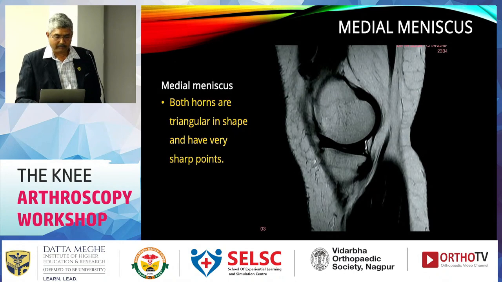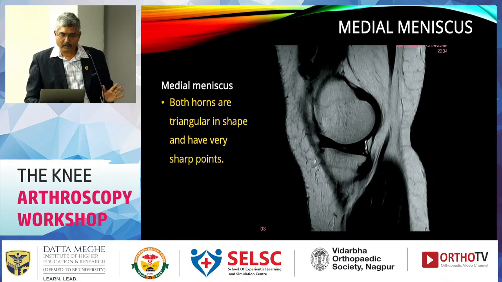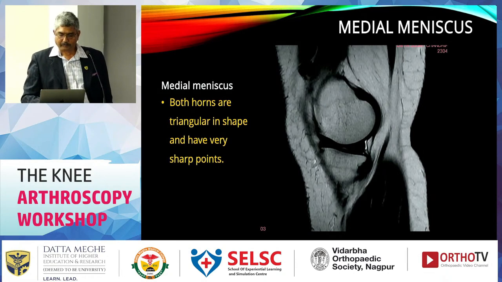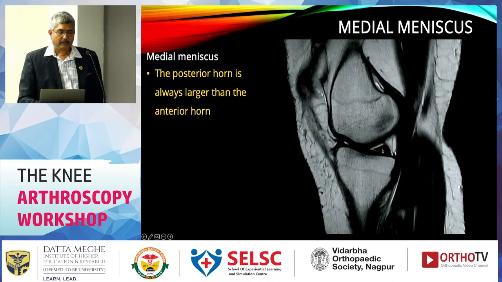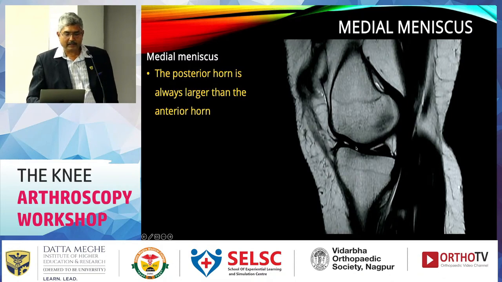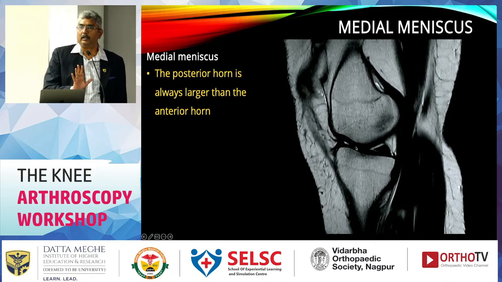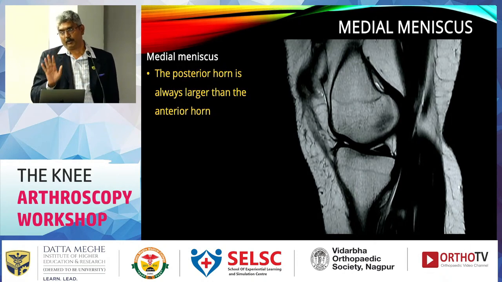Again, here are the menisci. So we are moving to the menisci. If you look at the medial meniscus, both horns are triangular and they are sharply angulated on the medial aspect. I told you, menisci may be a little bright on T2 weighted images as compared to T1. Moving to the next, the posterior horn is always larger than the anterior horn.